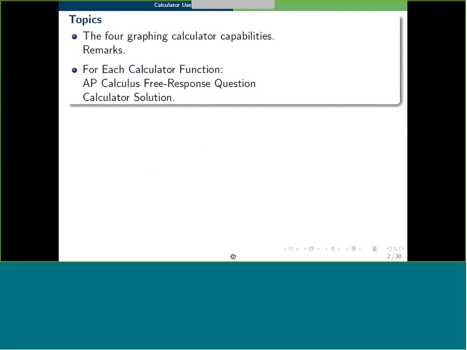So the things that I'm going to talk about this evening are, I want to remark first of all about the 4 graphing calculator capabilities. I want to make sure that everyone understands those, and I just want to make a couple of comments about them. And then for each of those calculator capabilities or functions, I'm going to take a look at least a couple of previous AP Calculus free response questions. I'm going to look at the actual scoring standard just to make sure we know how it was graded. And then I'm going to show you the calculator solution. And after each one of those, I'll try to pass it over to Vicki so that she can show you more of the details.